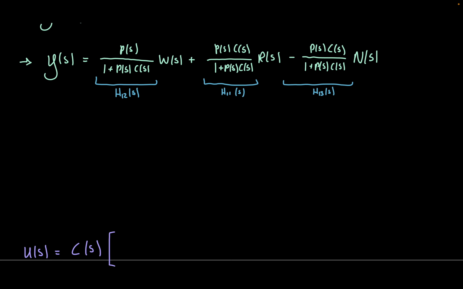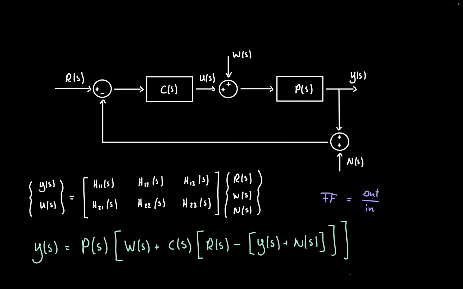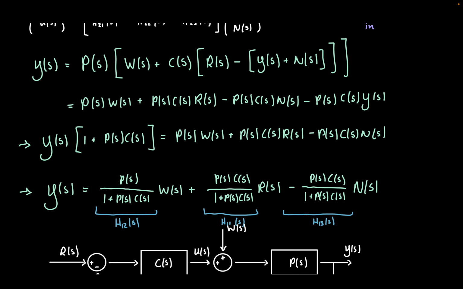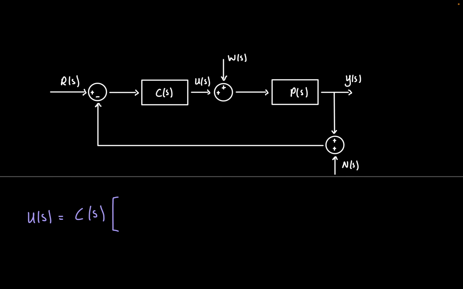Let me move this down. Let me copy this, just so we don't go up and down over and over again. There we go. That's better. Okay, so back to where we were. So we essentially had U of S as the output, and then we had the transfer function C of S times the input, which is going to be this branch here.